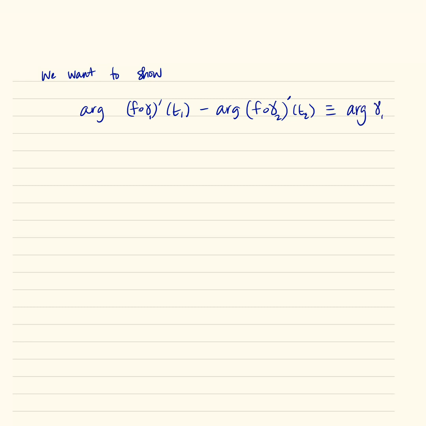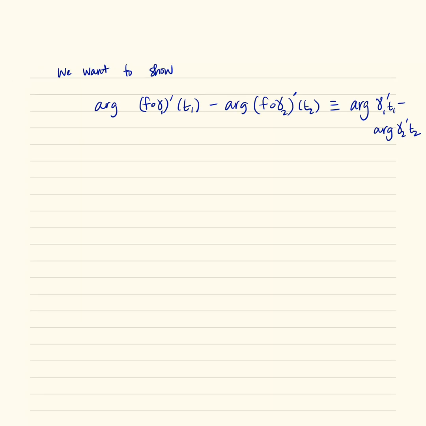Now, this is going to fall from the chain rule. Remember we proved the chain rule? So we want to show that the argument of f composed with gamma 1 prime at T1 minus the argument of f composed with gamma 2 prime at T2 is congruent mod 2 pi to the argument of gamma 1 prime T1 minus the argument of gamma 2 prime T2. That's what we want to show, right? So let's just work with the left-hand side and see what we get.